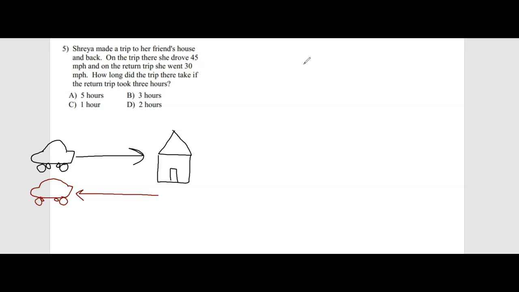Okay, so the trip there, she drives 45 miles per hour. We don't know how long it takes. On the trip back, she drives 30 miles per hour, and it takes her 3 hours. So we have to think about, what is our equation going to look like here? Well, if she travels to the house and then back, both of those trips should be the same distance, right? If you start at your house and you drive to your friend's house, maybe it's 10 miles away. When you drive back to your own house, that's also going to be 10 miles.